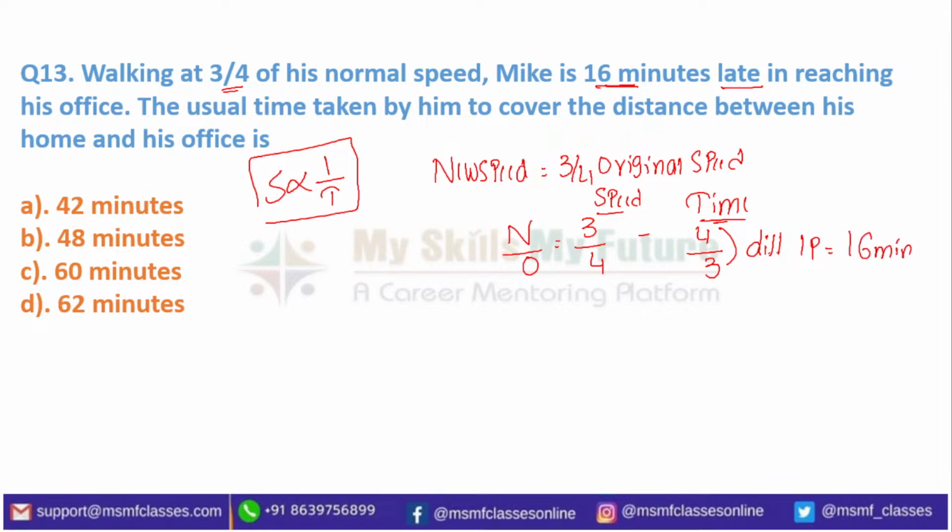But we want the usual time, which is nothing but the original time. Original time represents how many parts? 3 parts. 1 part is 16 minutes, so 3 parts is 48 minutes. 48 represents option B, which is the correct answer. Is it clear? Are there any doubts?